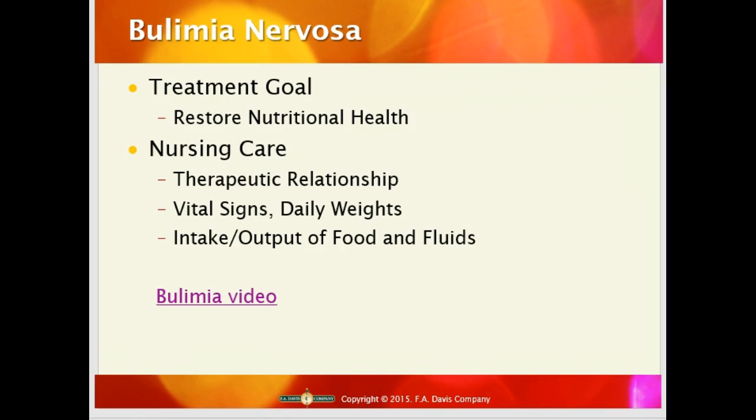Your treatment goal is the same as with anorexia nervosa. You want to restore that nutritional health. Nursing care: they need to have a therapeutic relationship. They need to have their vital signs and daily weights done on a regular basis, as well as their intake and output of foods and fluids, the same as anorexia nervosa. There's a video here, probably about 5 minutes long, to just give you a little overview of bulimia.